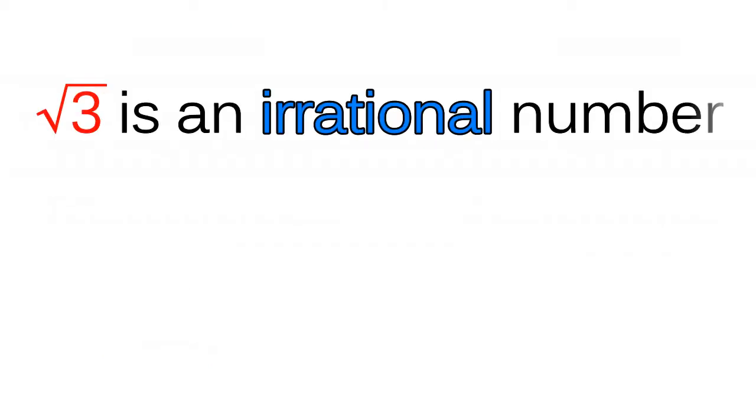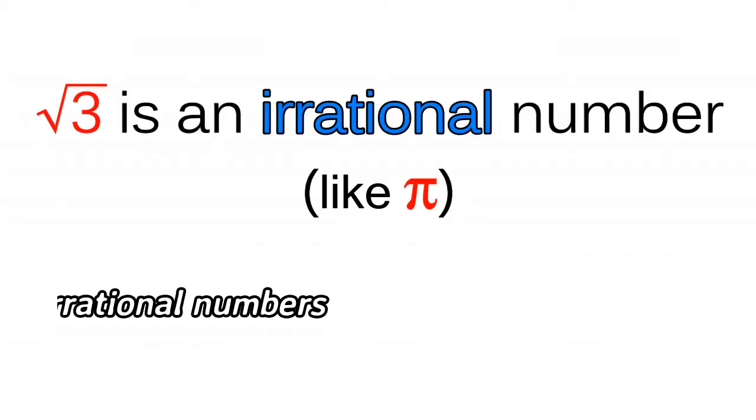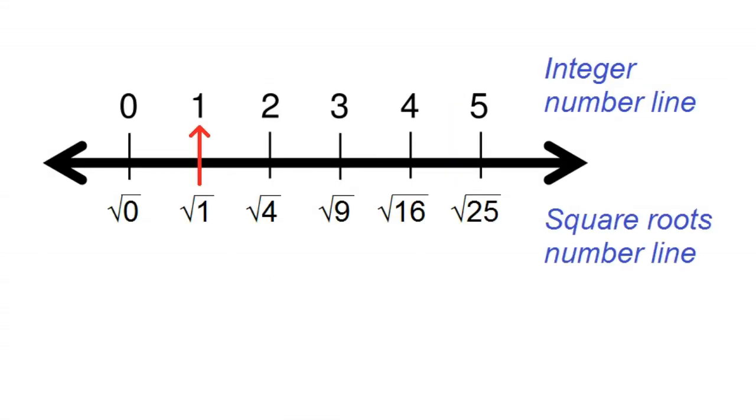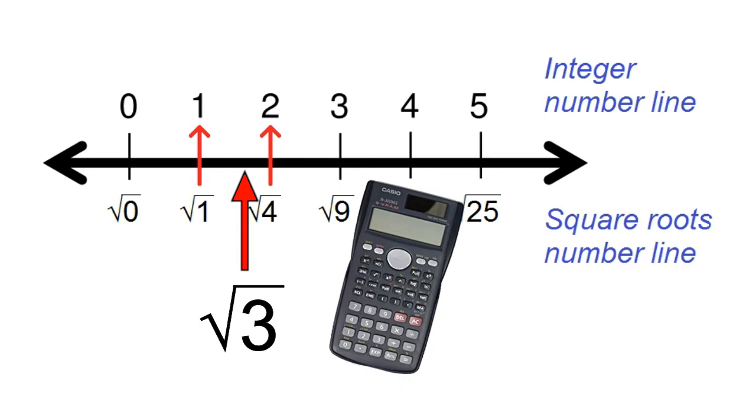This is called an irrational number, like pi, because there's no neat way we can write our answer as a fraction or even as a repeating decimal. We know that the square root of 1 is 1, and the square root of 4 is 2, so the square root of 3 must be something bigger than 1 and just a little bit smaller than 2. You're not expected to be able to mentally calculate this. This we're going to use a calculator for.